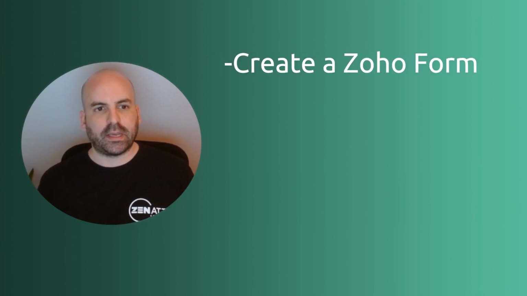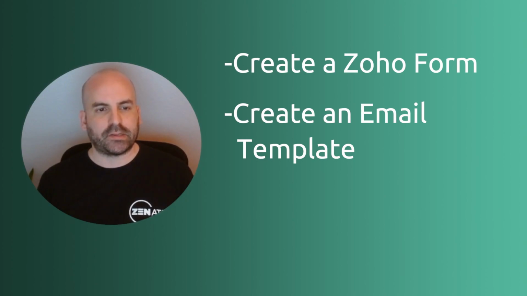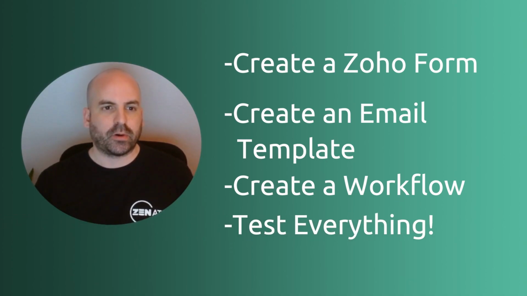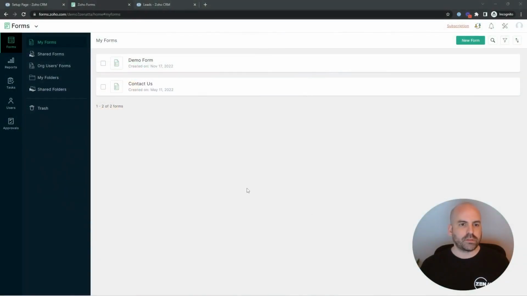So in this tutorial, I'm going to break it into four easy steps. First, we're going to verify everything in the form we created. Next, we're going to go ahead and create an email template inside Zoho CRM. After that, we're going to go ahead and create a workflow automation. And then finally, we're going to test everything to make sure it works. So to get started, let's go ahead and open up Zoho Forms.